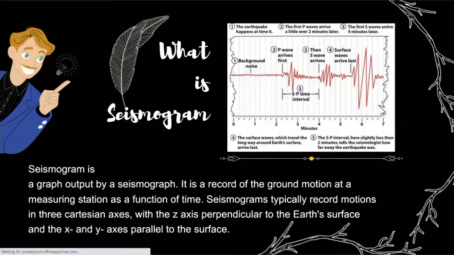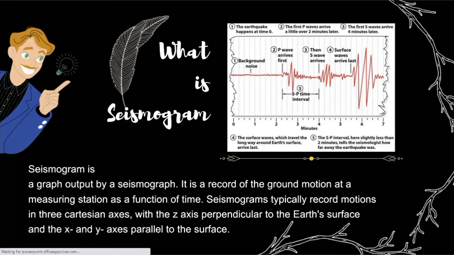So what is a seismogram? A seismogram is a graph output by a seismograph. It is a record of the ground motion at the measuring station as a function of time. Seismograms typically record motions in three Cartesian axes, with the z-axis perpendicular to the Earth's surface and the x and y axes parallel to the surface. As you can see in the picture, this is an example of the waves.